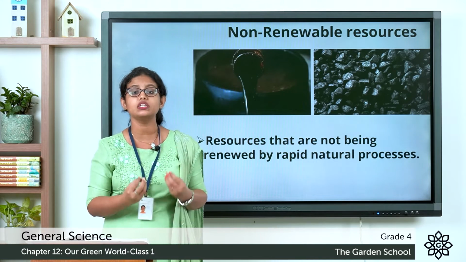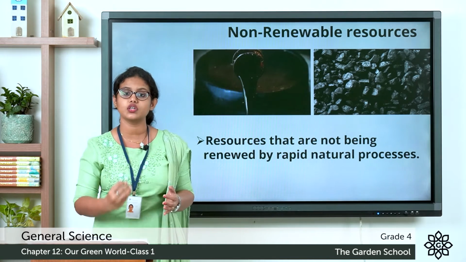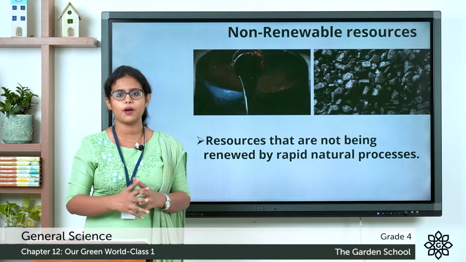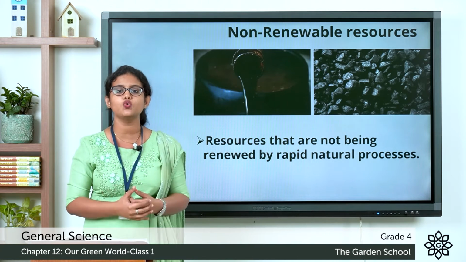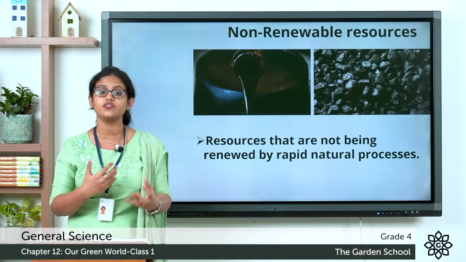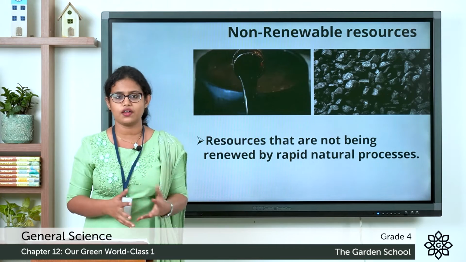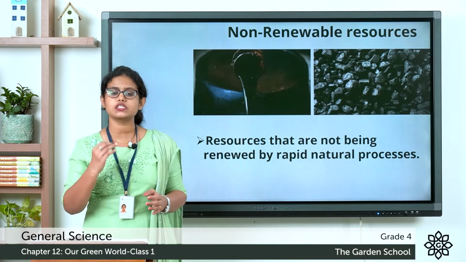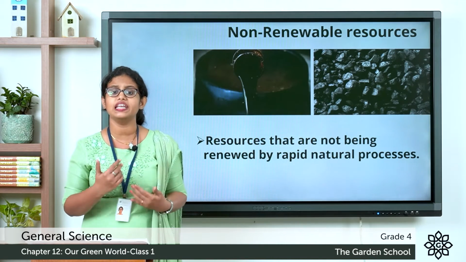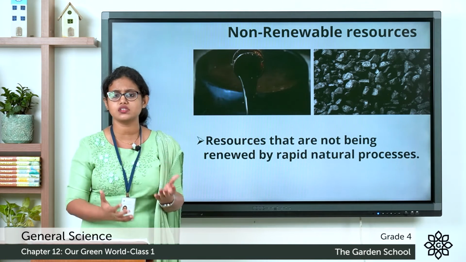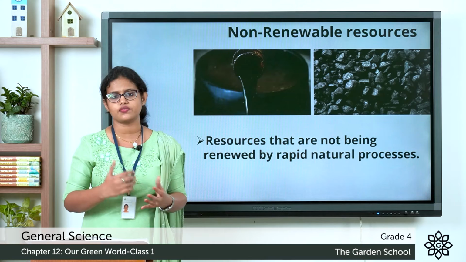So why do we call these resources non-renewable? Because they are available in limited amount. So what if we continue using these resources? There will be nothing left. If we keep on using these resources, nothing will be left for our future generations. So we should use these resources very carefully.